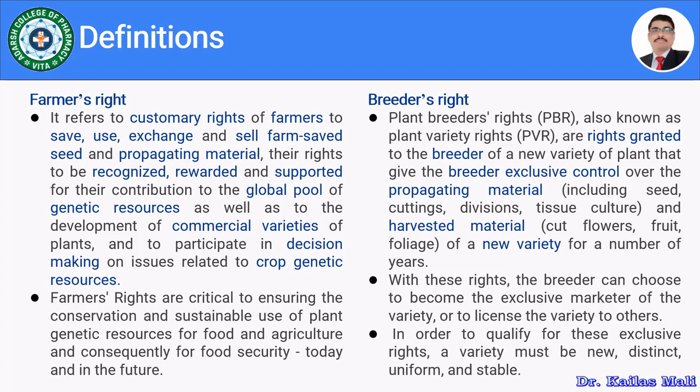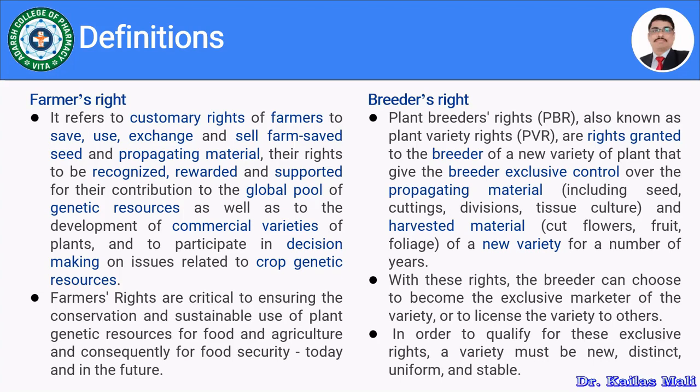So farmers' right refers to the customary rights of the farmer to save, use, exchange, and sell farm-saved seeds and propagating material. Whatever the rights given to the farmers, these rights are to be recognized, rewarded, and supported for their contribution to the global pool of genetic resources, as well as to the development of commercial varieties of plants, and to participate in decision making on issues related to crop genetic resources. So this is about the farmers' right.